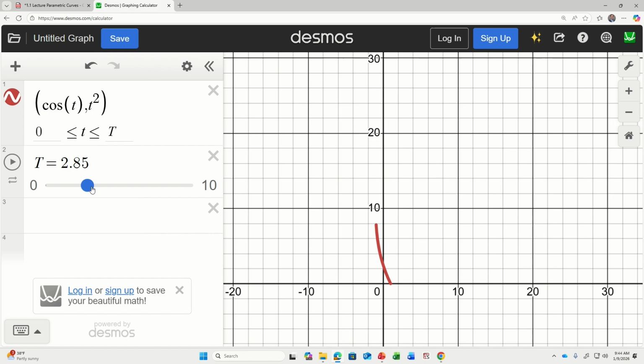It's telling you, for this value of my parameter, where do I end up? And if t is equal to 4, cosine of 4 is like negative a third, and 4 squared is 16, and that's how I get my x and my y coordinates along this path.